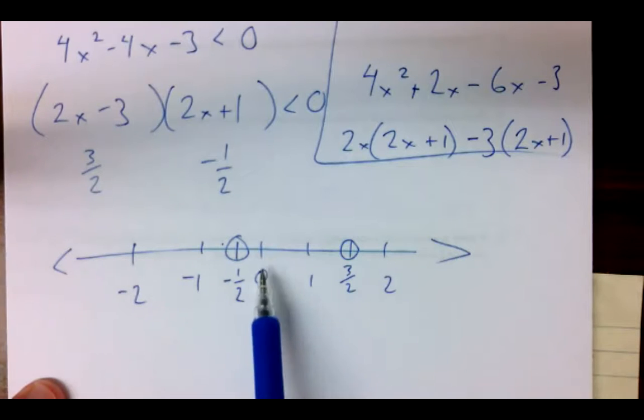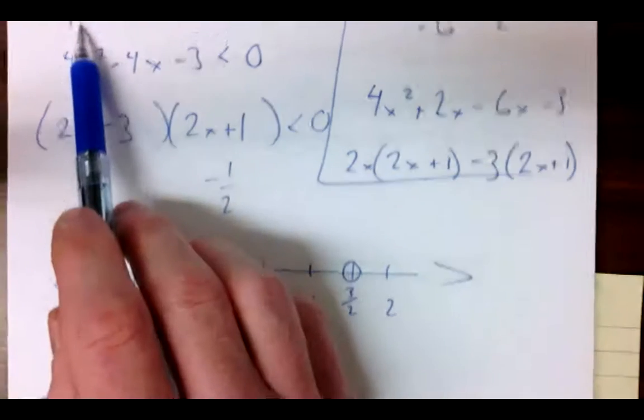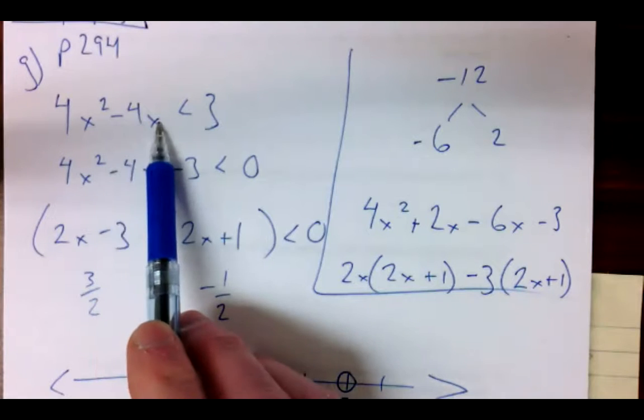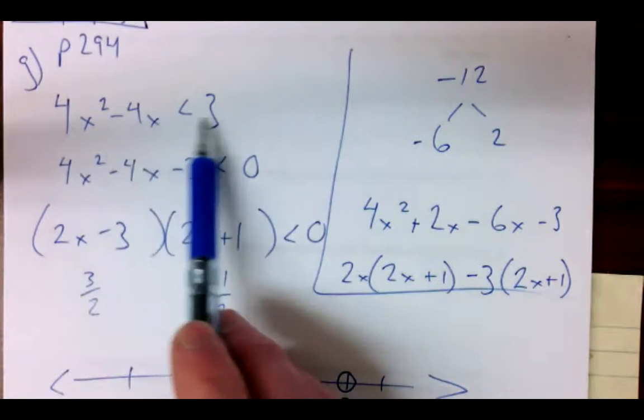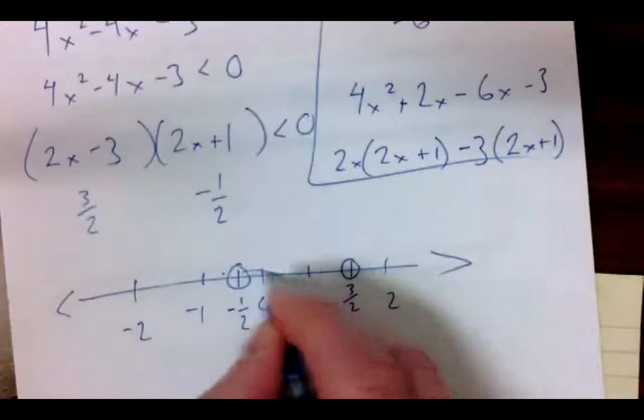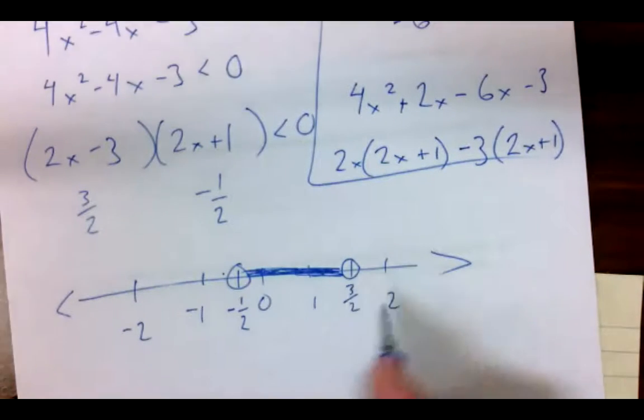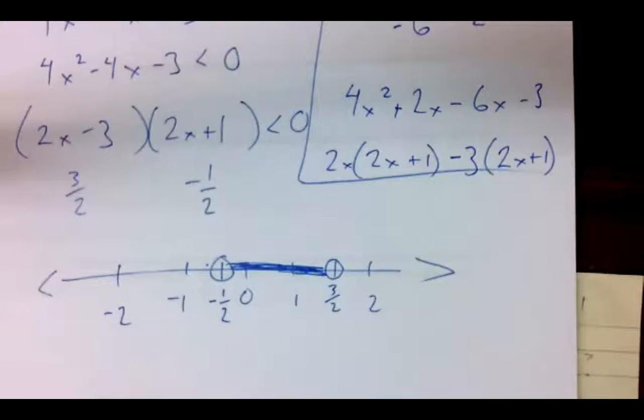So now we got to find out, are we shading between, or are we shading on the outsides. I'm going to plug in 0. 4 times 0 is 0, minus 0. So this is 0. Is 0 less than 3? Yes, it is, which means we're shading the in-between. This is the range of values that work for this inequality. Cool, cool, cool. Are we okay with that?